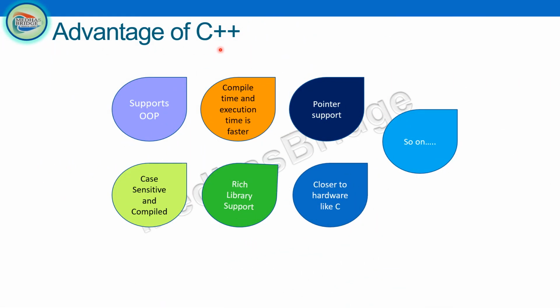What are the advantages of C++? C++ is case sensitive and compiled. The compile time is faster. Similarly, the execution time is also faster. C++ uses pointers. C++ is very close to hardware, like C. C++ has rich library support. C++ supports object-oriented programming and so on.